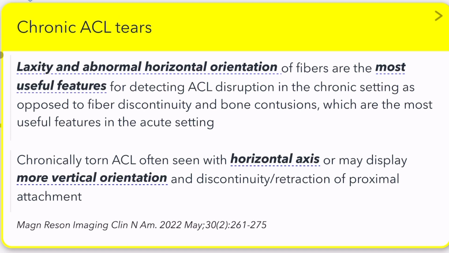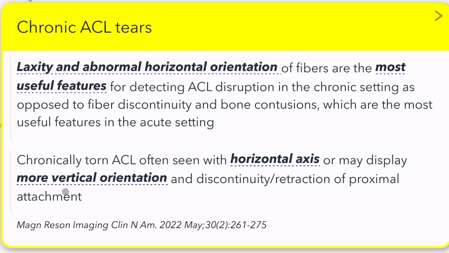Today, we will be discussing a case of chronic ACL tear. Chronic ACL tears have several distinct characteristics. Laxity and abnormal horizontal orientation of fibers are the most useful features for detecting ACL disruption in the chronic setting, as opposed to fiber discontinuity and bone contusions, which are the most useful features in the acute setting.